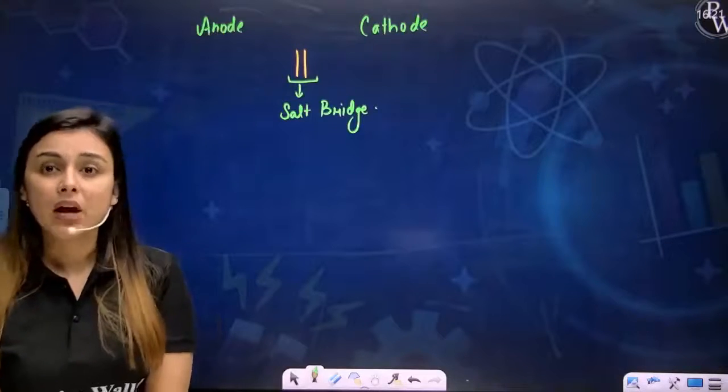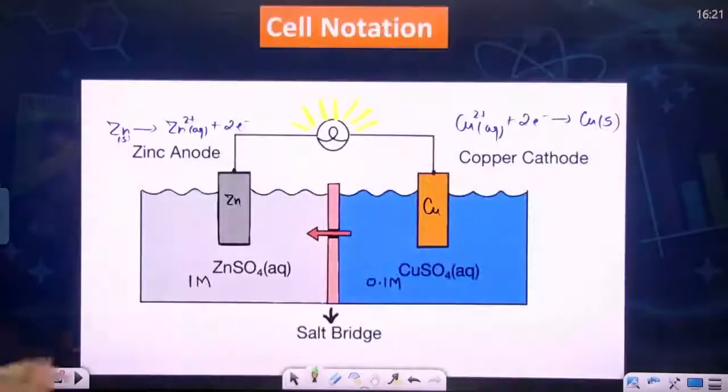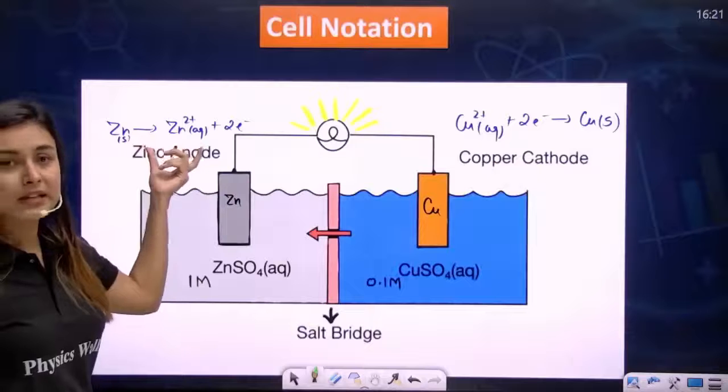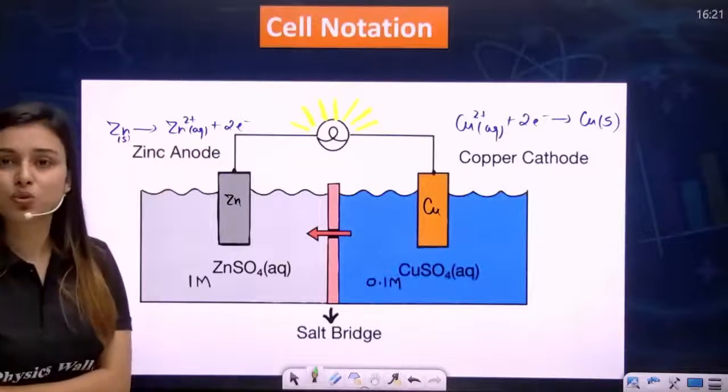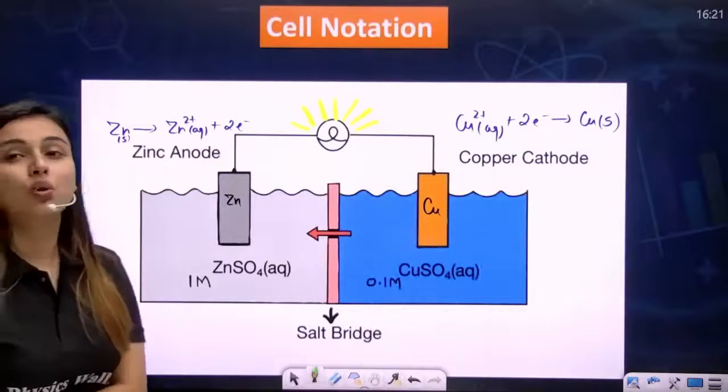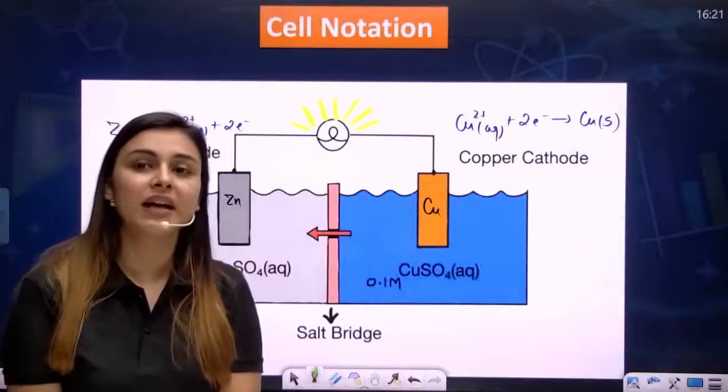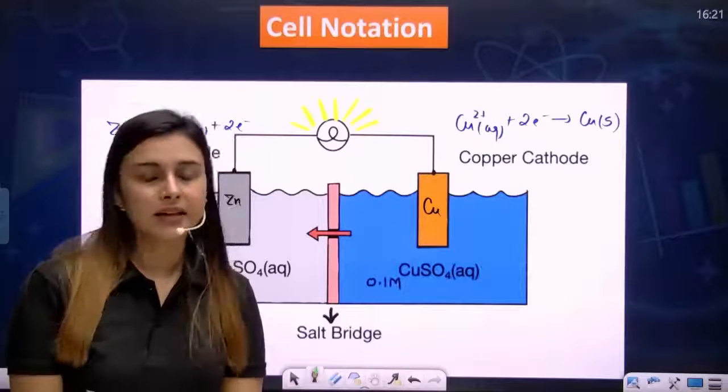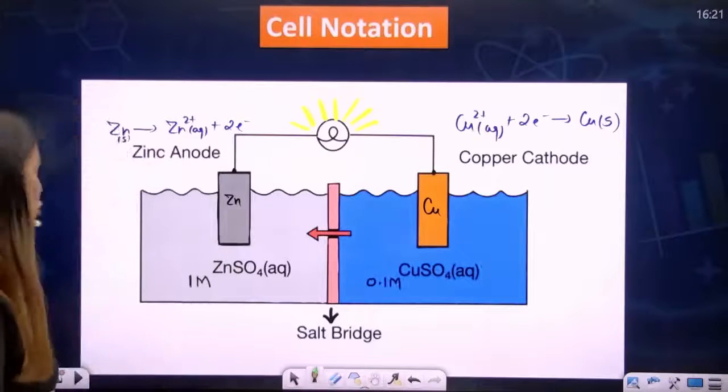Now since you know that on your anode the reaction taking place is zinc goes to Zn2+ plus 2 electrons, this means that you have two species here, zinc solid and Zn2+ ions, right? Yes, you have zinc solid and Zn2+ ions.